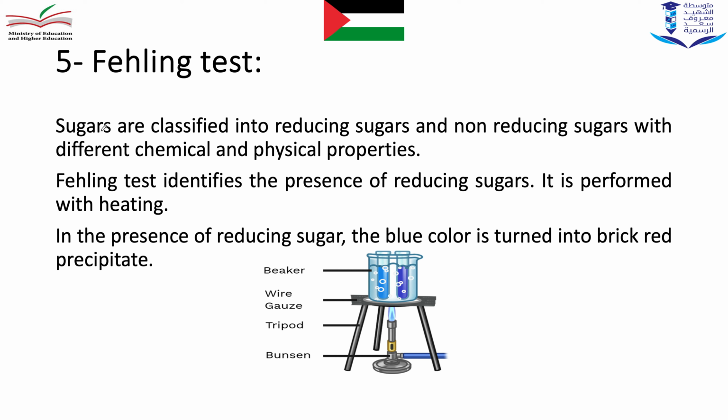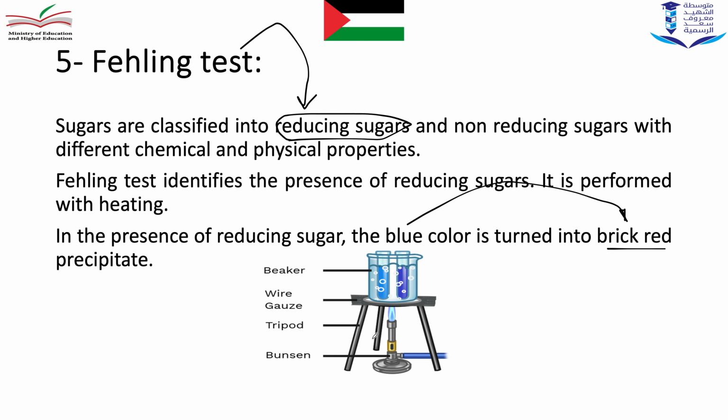Fehling's test is a test done to check the presence of reducing sugars, and here we need heating. Fehling's test identifies the presence of reducing sugar. It's performed with heating. In the presence of reducing sugars, the blue color is turned into brick red precipitate. So what will it give? Brick red precipitate. It is blue and turns into brick red precipitate.